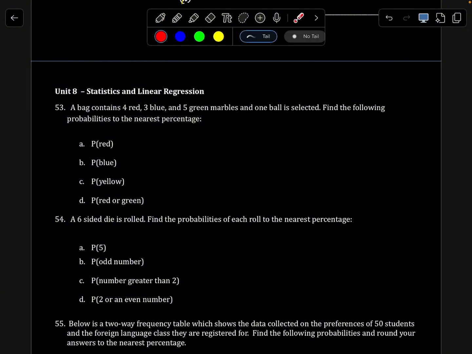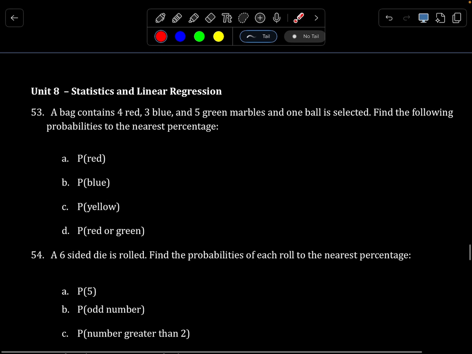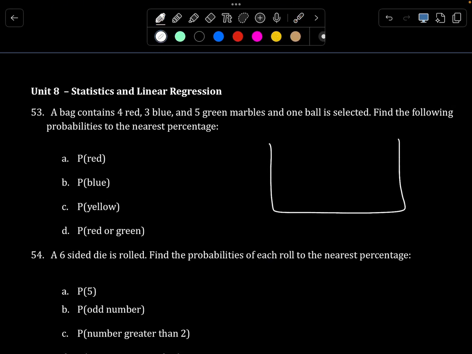Okay, there we go. So, number 53. A bag contains 4 red, 3 blue, 5 green marbles, and 1 ball is selected. Find the following probabilities. Probabilities, remember, it's part over whole, and we have to make sure that they're in percentage. So, what's the probability of being red? Remember, part over whole.